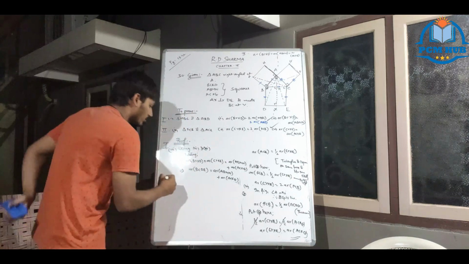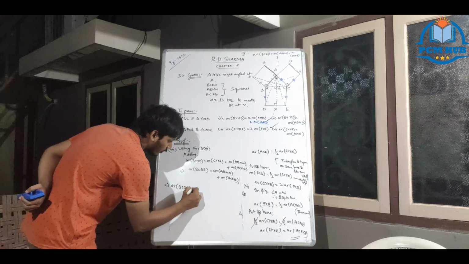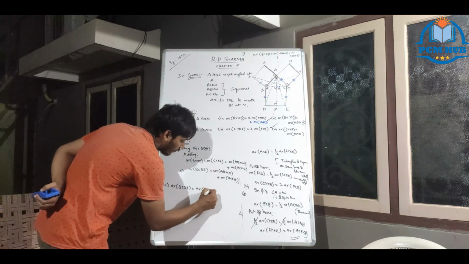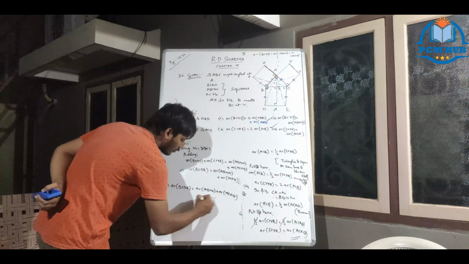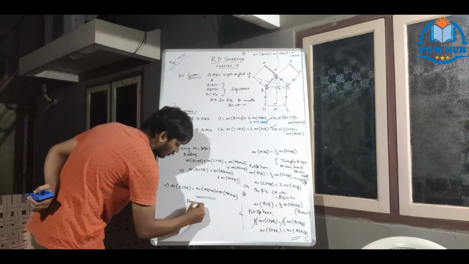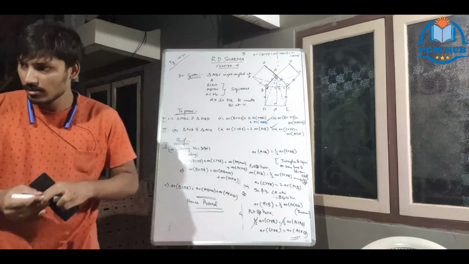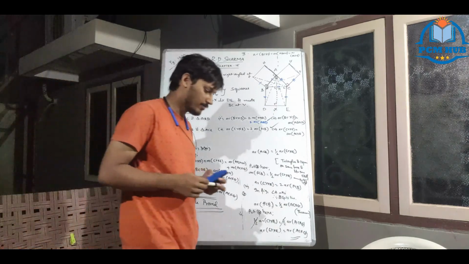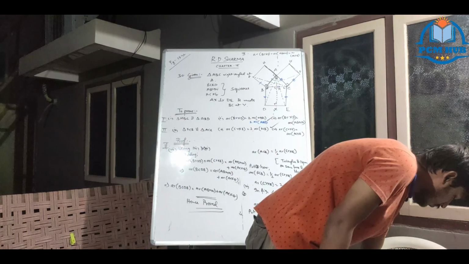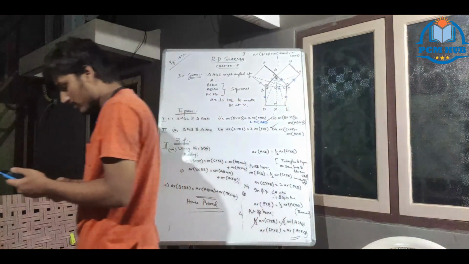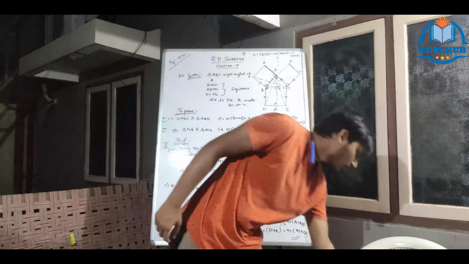So therefore, area of BCDE equal to area of ABMN plus area of ACFG. Hence proved. And that is the end of today's session. Thank you. So today's session is ending here. So it is already 7:30. So we will close the session.